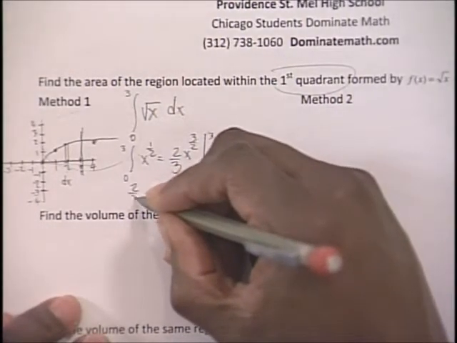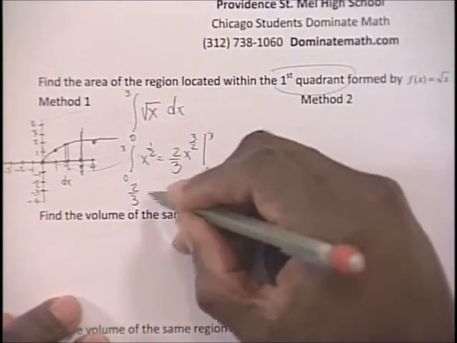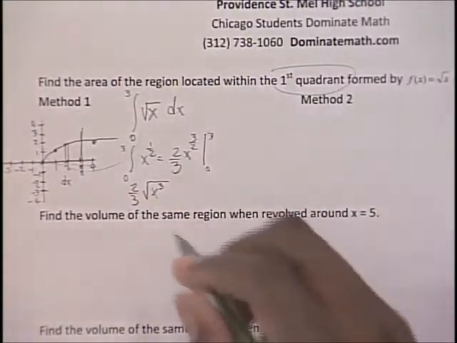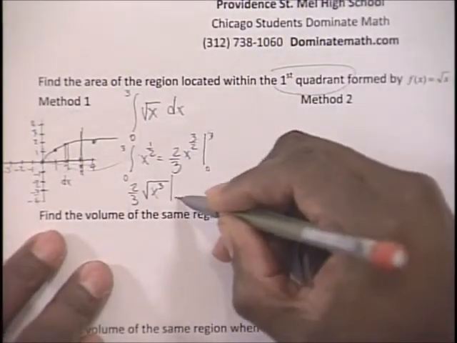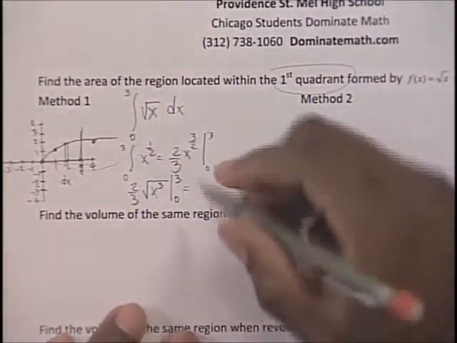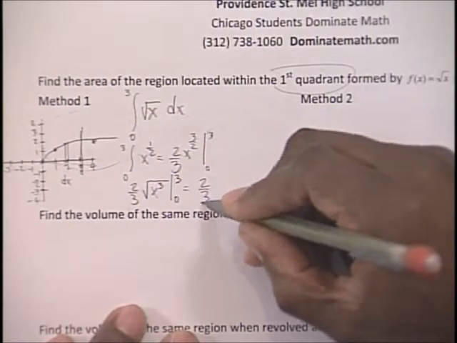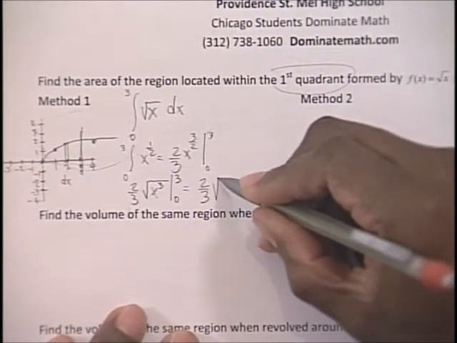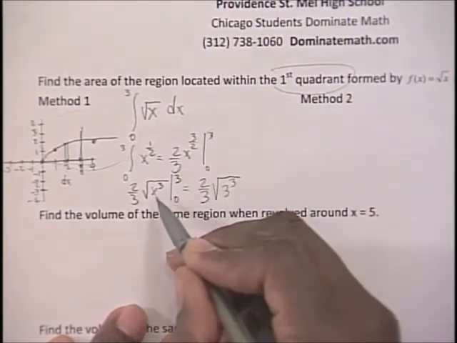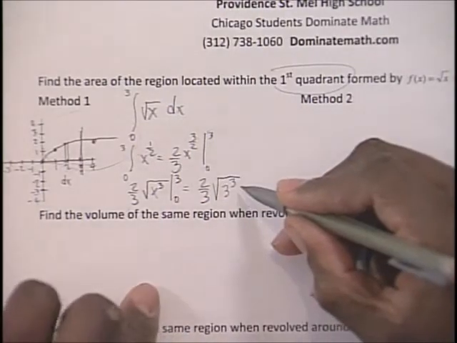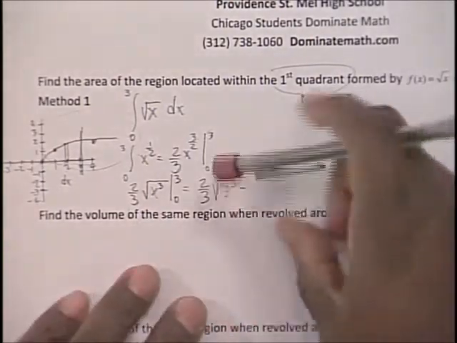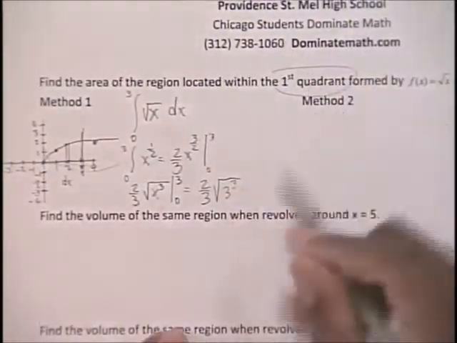So we get 2/3. This is the same thing as the square root of x to the third. 2/3 square root of x to the third, evaluated from 0 to 3. All I did was rewrite this fractional exponent. So what we end up with is 2/3 times the square root of 3 to the third, where I substituted the 3 right there, and then minus, substituting in 0 here, you're just going to get 0. So let's simplify. It's just this minus 0.